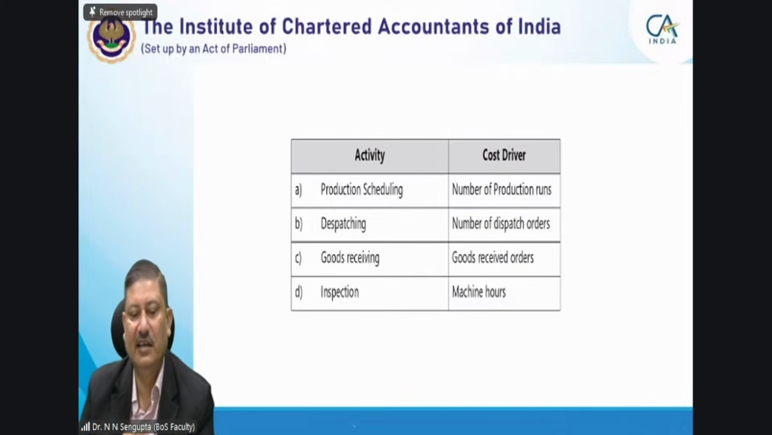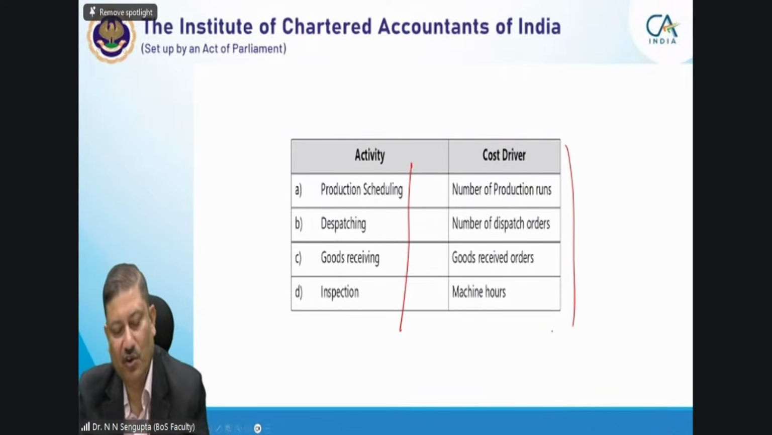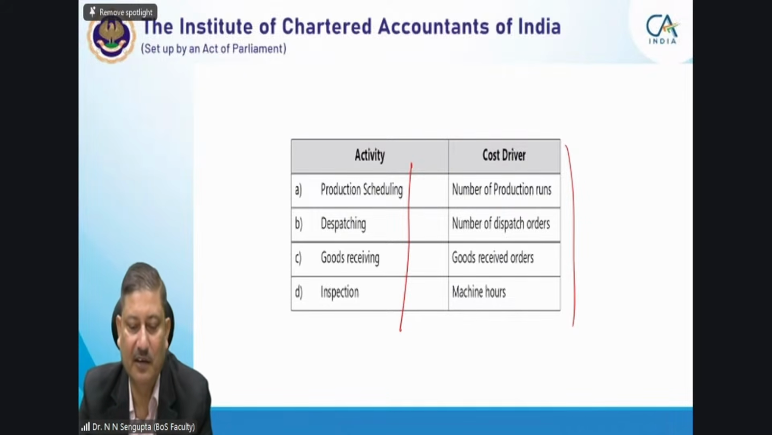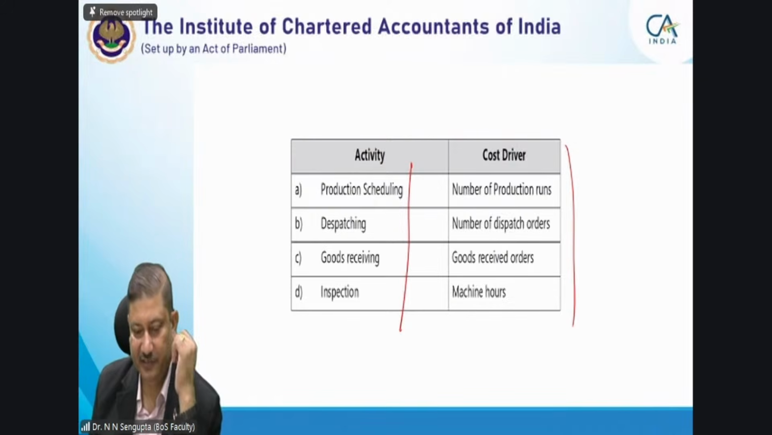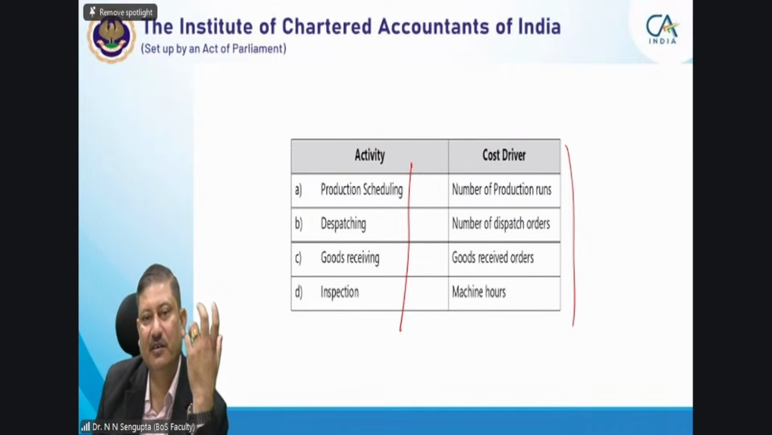Now you can see that these are different activities and these are the cost drivers. So a cost driver is basically, for example, printing. Let's say the printing cost of one department will depend on the number of printing jobs that department has done. So activities like production scheduling, number of production runs, dispatching, number of dispatch orders, goods received orders, inspection, machine hours used for inspection.